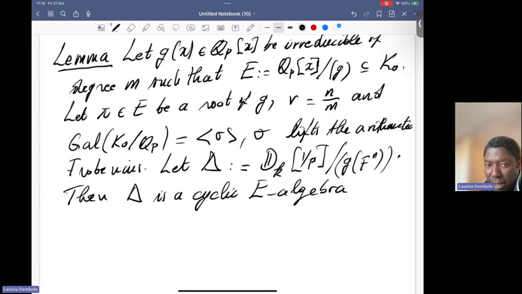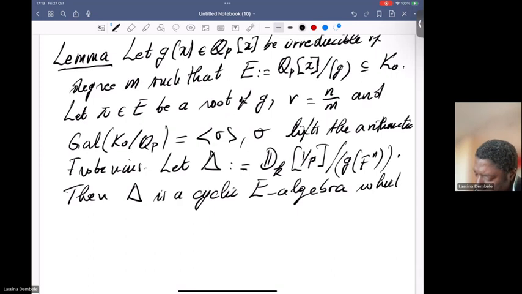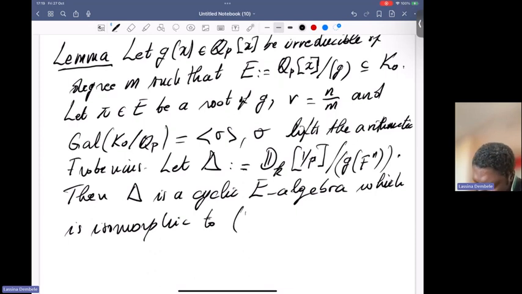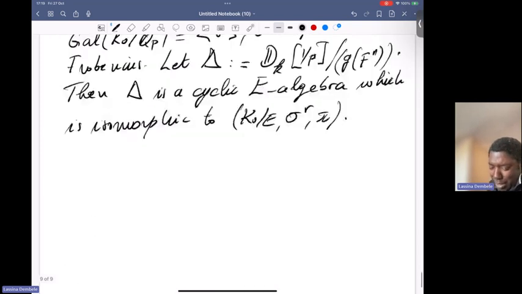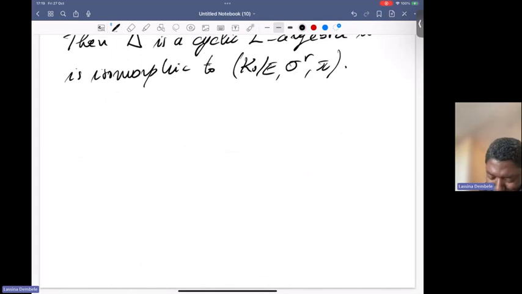and it's isomorphic to this cyclic algebra. So don't worry if you don't know what this notation means, because we are going to define it in the course of the proof. So the cyclic algebra given by K0 over E, the element sigma to the R and pi. So that's the content of the lemma. And the proof is really very beautiful. So let's do it.